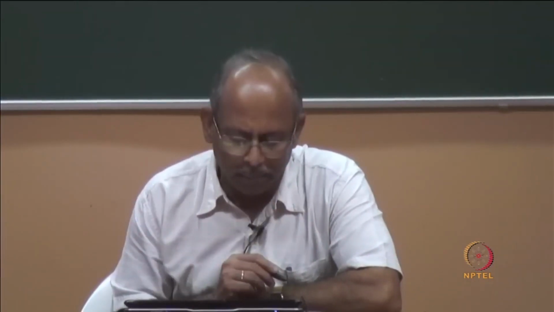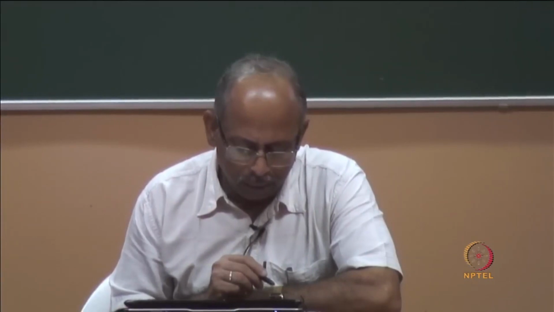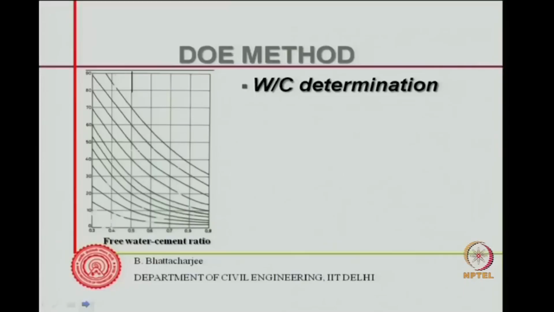This is the kind of curve where you plot free water cement ratio. Free water cement ratio means the water that is available for reaction, that is, after absorption to the SSD condition. So, this is free water cement ratio against compressive strength at 28 days, let us say. This is a compressive strength versus water cement ratio relationship.